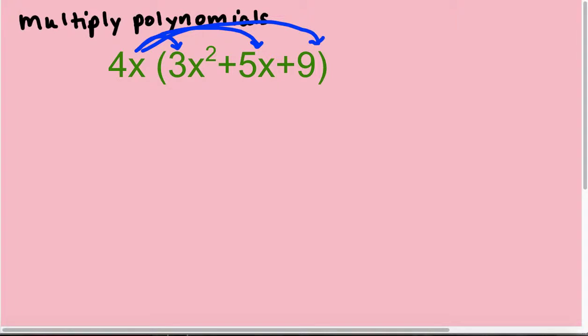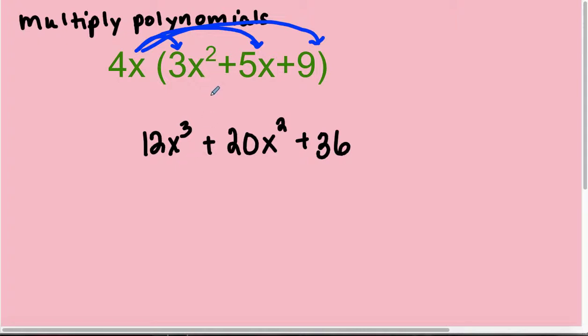So you've got to be really careful because you can make mistakes as you're doing that. I like the arrows to help me. So I have to do 4 times 3, which is 12x cubed, because I have to do x times x squared, which gives me x cubed. Then I do 4x times 5x, which is going to give me 20x squared. And then 4x times 9 is going to give me 36. So 12x cubed plus 20x squared plus 36 would be if I multiplied the polynomials.